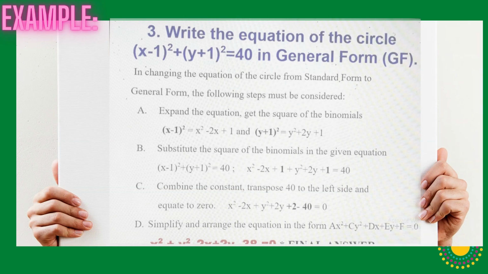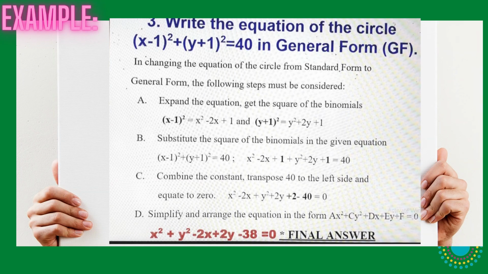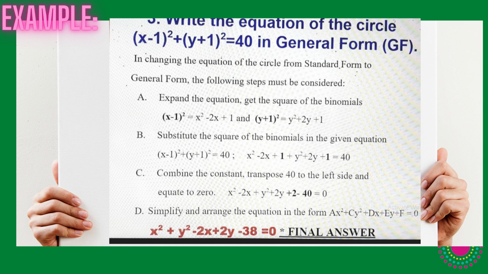Okay, let me give you an example. In example number 3, write the equation of the circle x minus 1 quantity squared plus y plus 1 quantity squared equals 40 in general form. Remember class, in changing the equation of the circle from standard form to general form, the following steps must be considered. What is the first step? Expand the equation. So we need to get the expansion of x minus 1 quantity squared and y plus 1 quantity squared. So we have to apply the square of binomials.